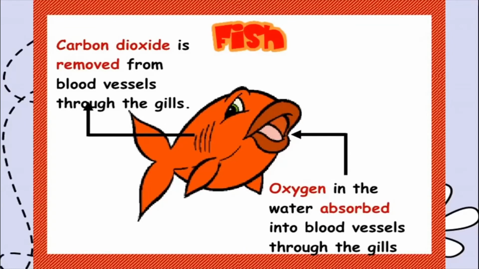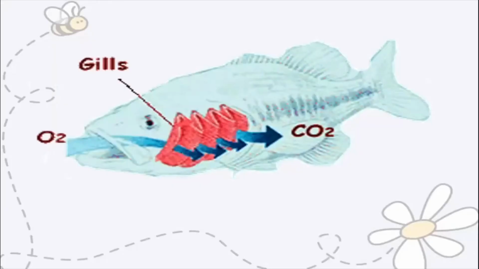Look at the fish now. The fish is always underwater, isn't it? So the fish has got a special organ called its gills. Let me show you how the gills in a fish work. So see, the oxygen goes into the body of the fish. Here it gets absorbed by the body of the fish. These are the gills in a fish. And the carbon dioxide leaves the body of the fish. So this is how fishes breathe, using gills.